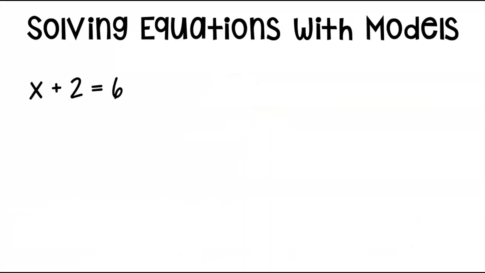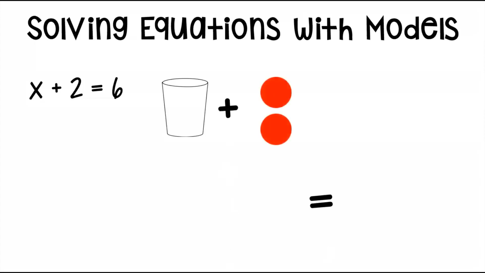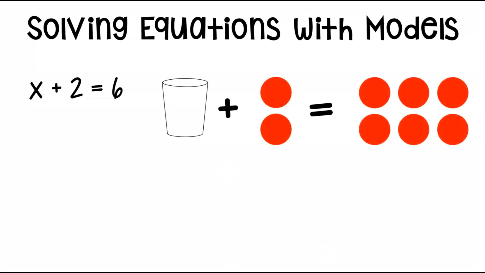Now let's take a look at what this looks like with a model. Okay? x plus 2 equals 6. Here's that cup. That represents our x. Plus 2 more. And that equals a grand total of 6. Now let's go back to the left side and look at how this looks algebraically. We know we've added 2 to x, and you can see that the cup representing x has been added by 2. To undo adding by 2, we use an inverse operation. That would be subtracting by 2.